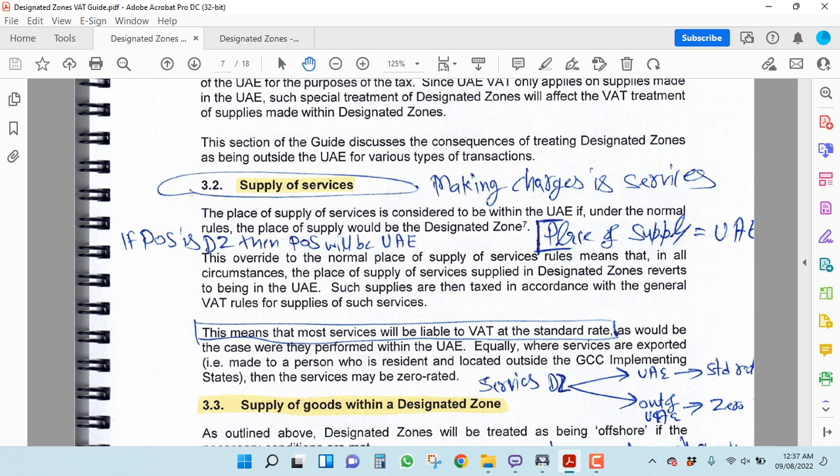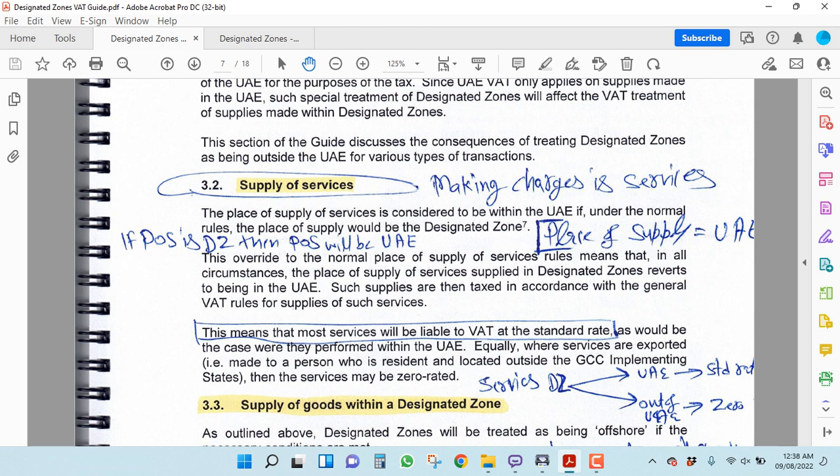Where we are providing services to the DZ, as per the normal rules, the POS, place of supply, should be the DZ, but for this rule only, the place of supply will be the UAE. Such supplies are then taxed in accordance with the general VAT rules for supplies of such services. This means that most services will be liable to VAT at the standard rate, as would be the case where they were performed within the UAE. Equally, where services are exported, that is, made to a person who is resident and located outside the GCC implementing states, then services may be zero rated.